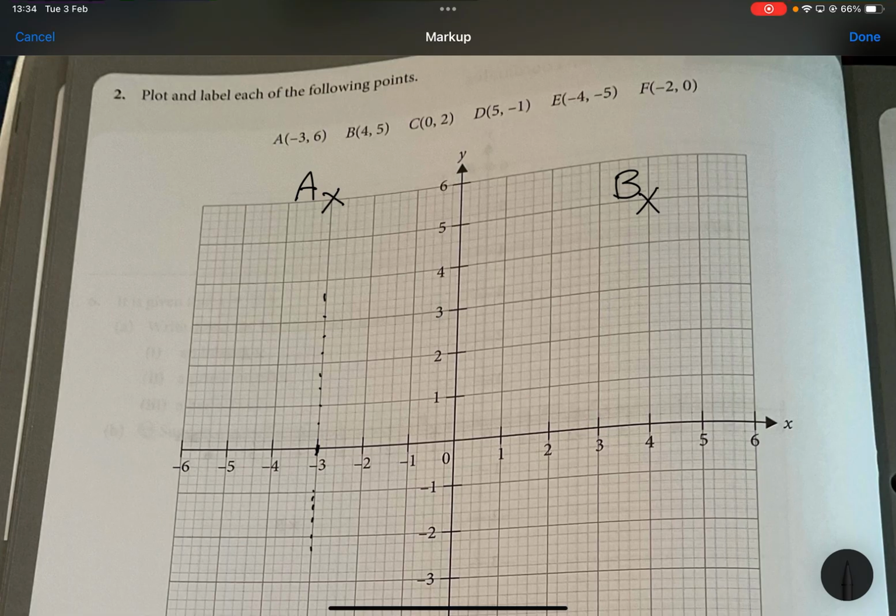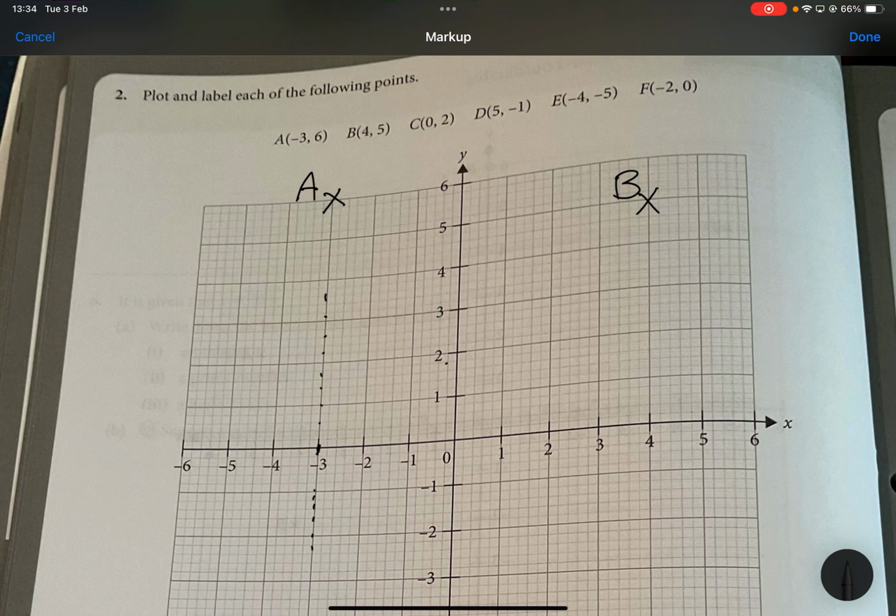Point C, (0, 2). The left and right is 0, so it never goes right, it never goes left. It is along the center. Then how high and how low? 2 units high. So in the middle, 2 units high. So this is my point C.